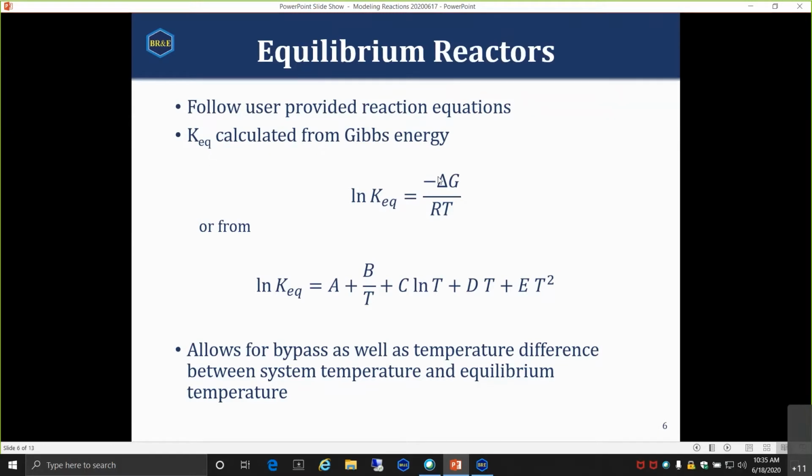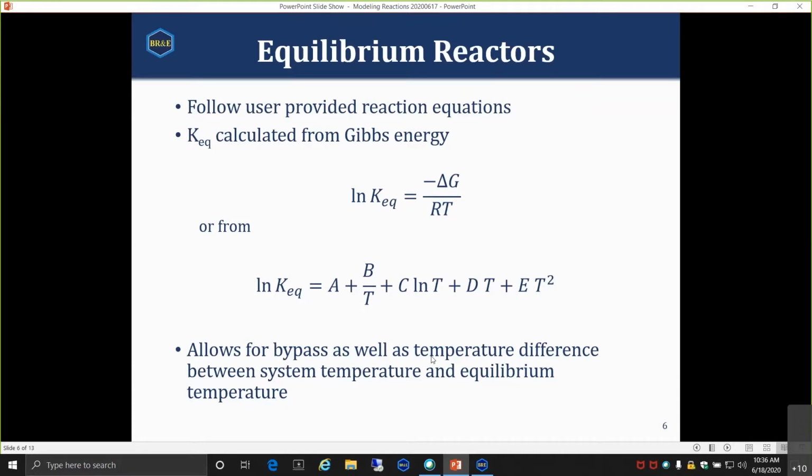The equilibrium constant either comes from the Gibbs free energy, or it comes from a polynomial expression. This is the polynomial expression that ProMax has built into it. You have a constant term, a 1/T term, a log of temperature term, and then a linear and quadratic term, all of which are related to the ln of the equilibrium constant. You can still do a bypass on these reactors, so that would work just fine.